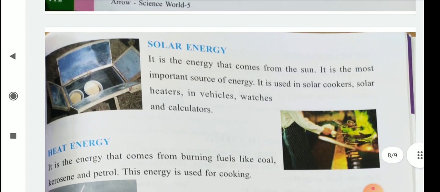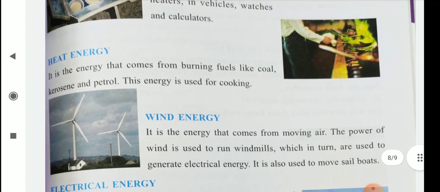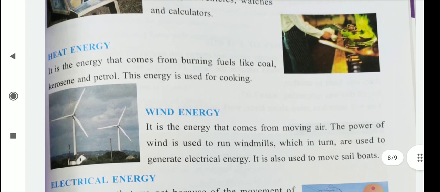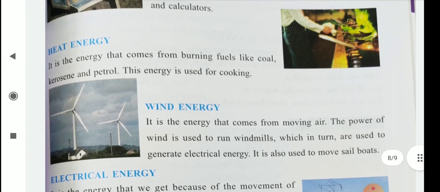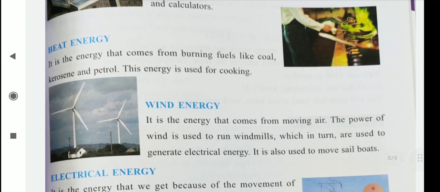Then solar energy. Solar energy, children, you know very well. It is the energy that comes from the sun. It is the most important source of energy. It is used in solar cookers, solar heaters, in vehicles, watches and calculators. Then heat energy. It is the energy that comes from burning fuels like coal, kerosene and petrol. This energy is used for cooking.